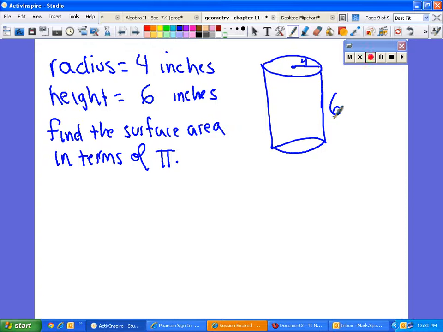So the lateral area is 2 pi r. The radius is 4, so 2 pi r is 8 pi times the height, which is 6. A couple of people said it. Very good. You're ahead of me. 48 pi. So that is the lateral area.